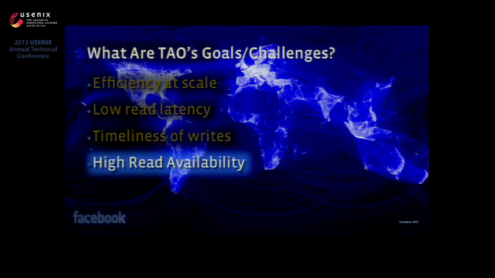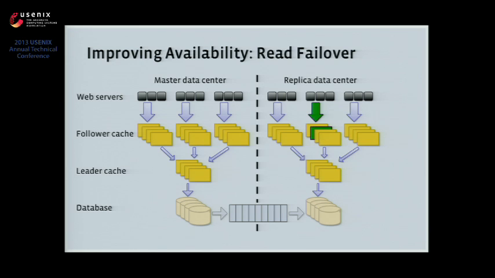So our last goal was high read availability, and we provide this by having, basically at every step in the process of doing a read, multiple places that we can go to find the data. So, for example, if we're reading from a web server and we're unable to talk to the correct machine in our follower cache, we can send that request instead to a different follower. So this is an important failover strategy for us because it means that the cost of a failover read is basically the same as the cost of a normal read.